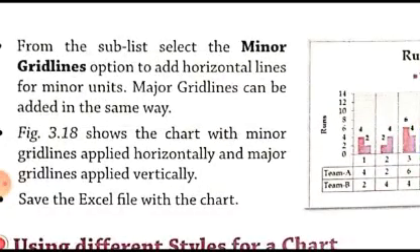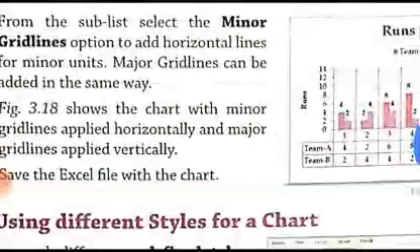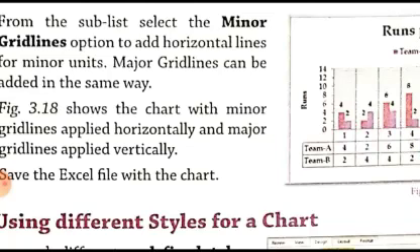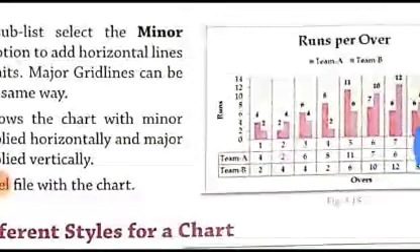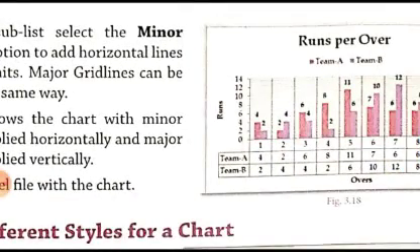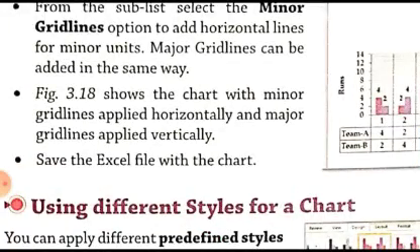We have applied minor grid lines horizontally for the values on the vertical axis, and the major grid lines have been applied vertically here. For what values? For the horizontal values of overs. As you have seen, on the overs axis we have drawn the major vertical grid lines. I hope it is clear to all of you.